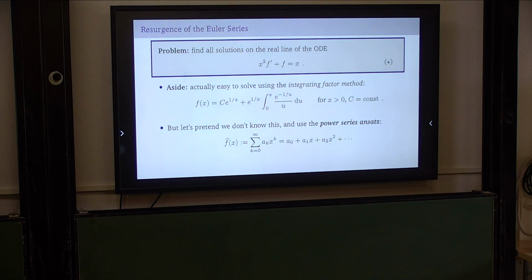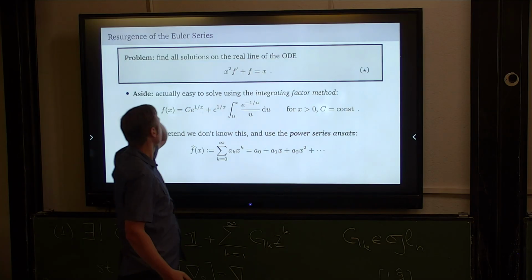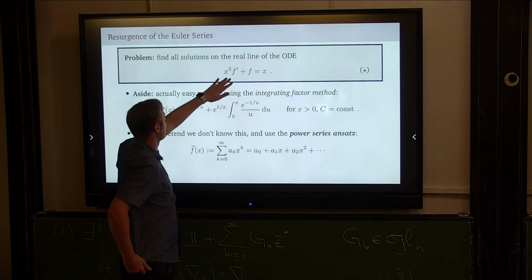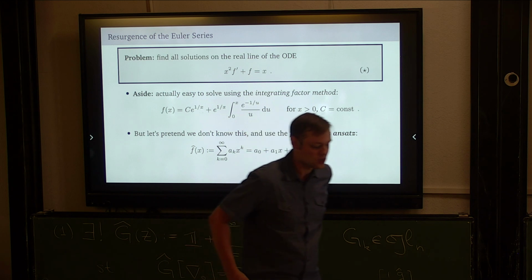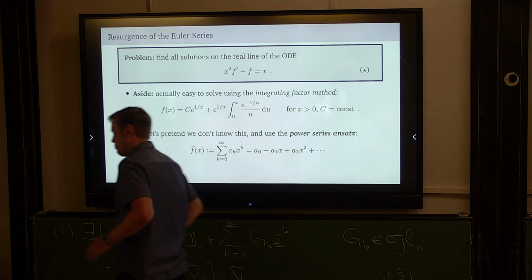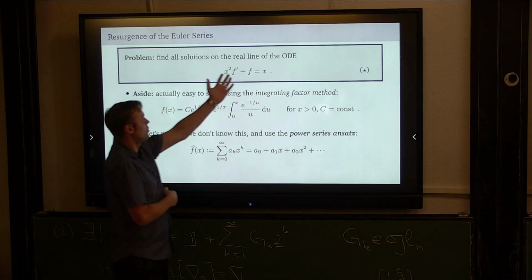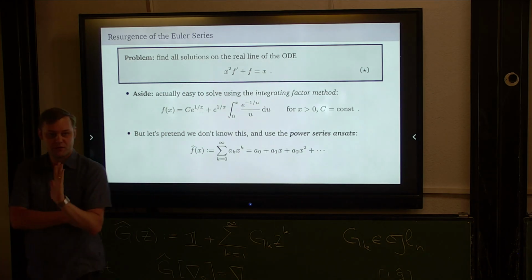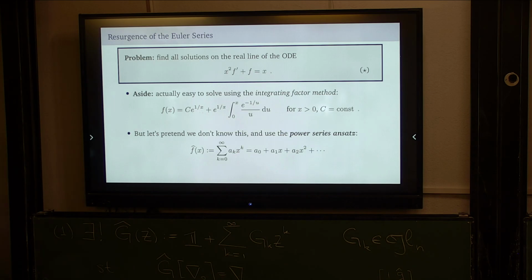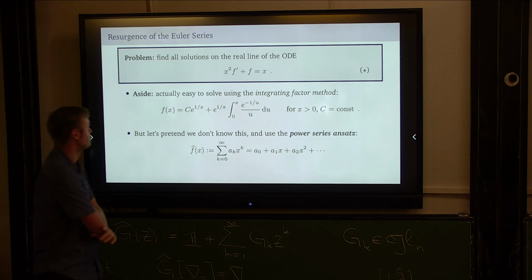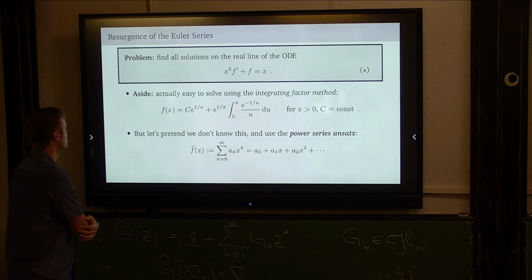Okay, so this is the problem I want to solve. This is the same Euler equation. Let me do it in stages. I'm just going to formulate this as a problem now. Let's find all solutions of this Euler equation, and for the moment, let's just restrict our attention to the real line. Just make it simpler. So that's the problem. Let's find all solutions.